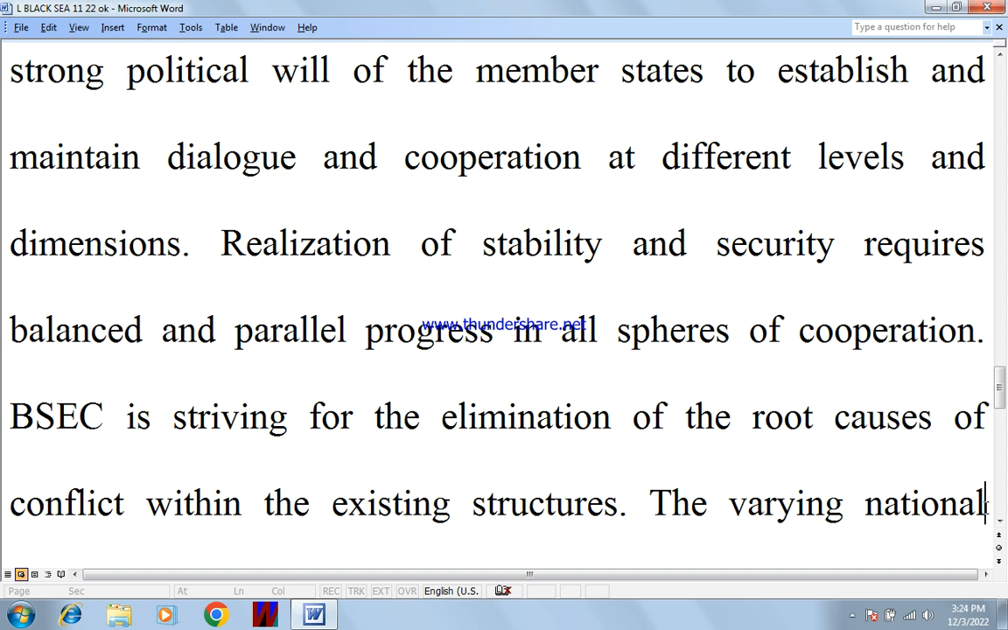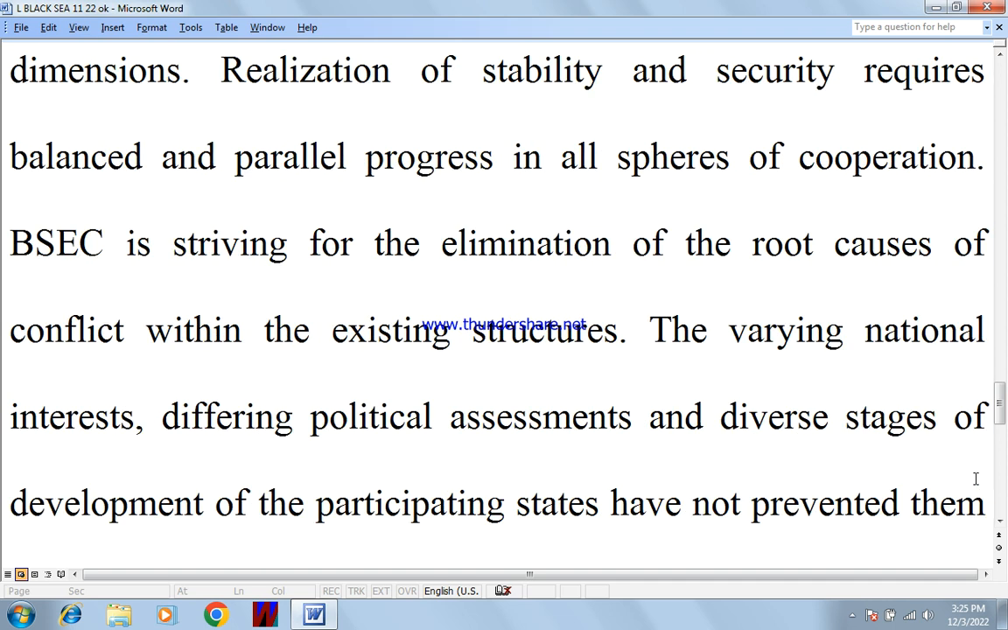Realization of stability and security requires balanced and parallel progress in all spheres of cooperation. BSEC is striving for elimination of the root causes of conflict within the existing structure.